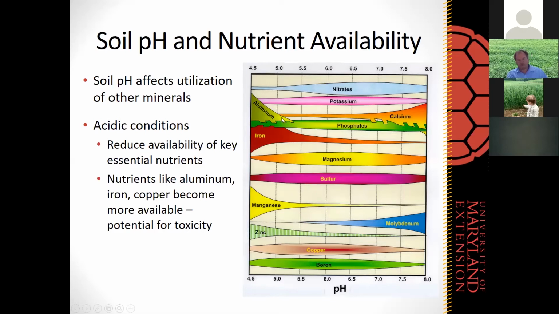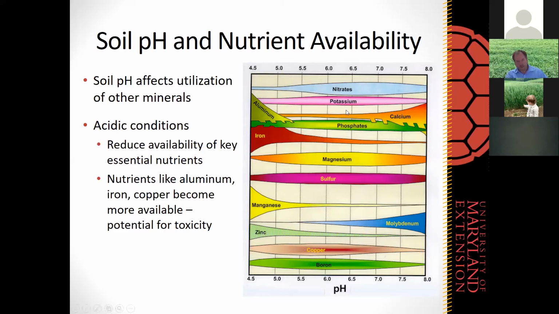We have a lot of unimproved pastures or hay fields that are grown on ground that has a pH of 4.5 or 5 or 5.5. What we start to see when we get down to that area is aluminum. Once we drop below about 5.3, aluminum becomes much more widely available in the soil. And aluminum is toxic to plant roots. It really limits the amount of root growth you're going to get.